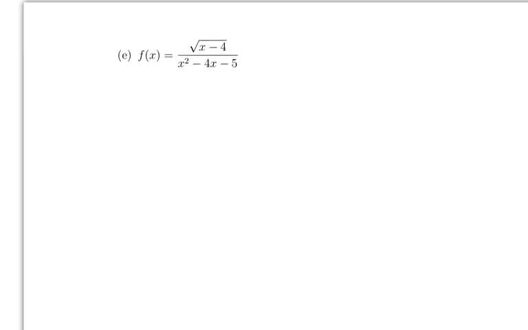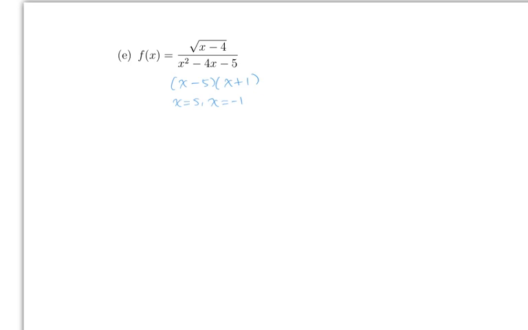So let's take care of the denominator first. If you factor the bottom, this is x minus 5 and x plus 1. We're going to do factoring next week. Factoring is also very, very important. So when is this equal to 0? If x is 5, and if x equals -1, right?